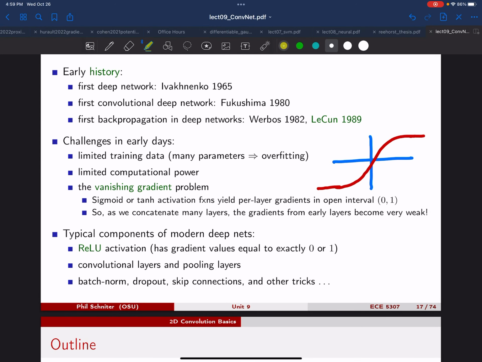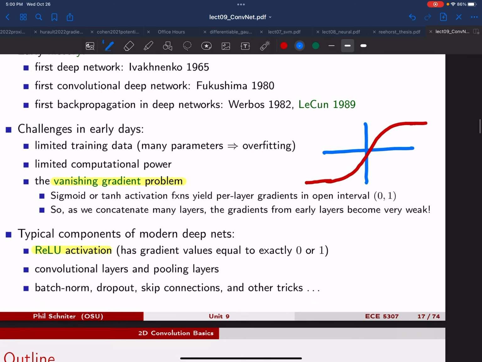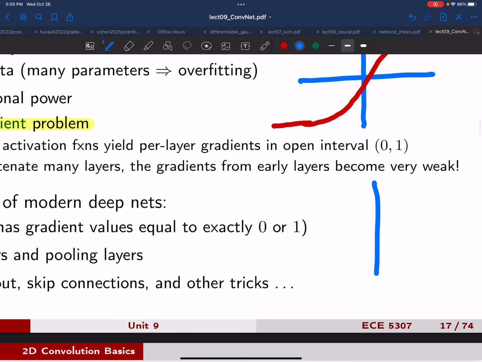So this is called the vanishing gradient problem. And it was a problem that in the very early days, people probably didn't realize or didn't understand well. So one of the things that was done to alleviate this was this ReLU activation, which we saw.